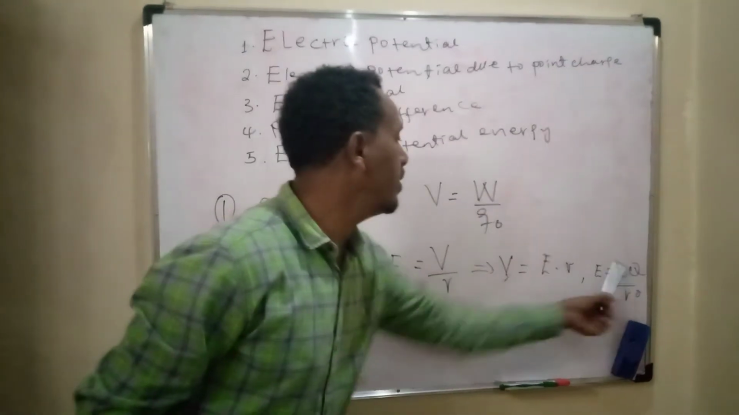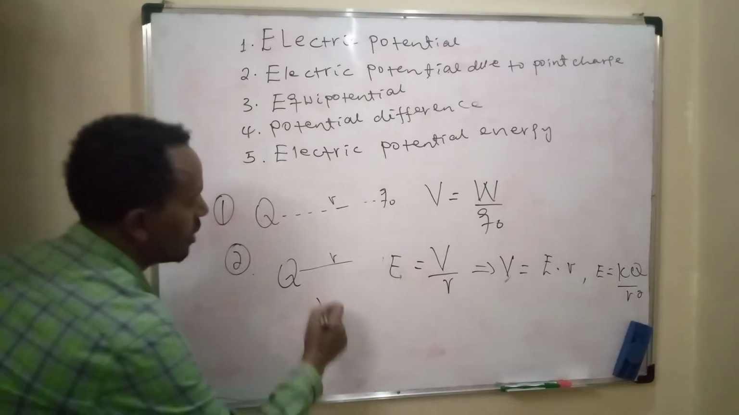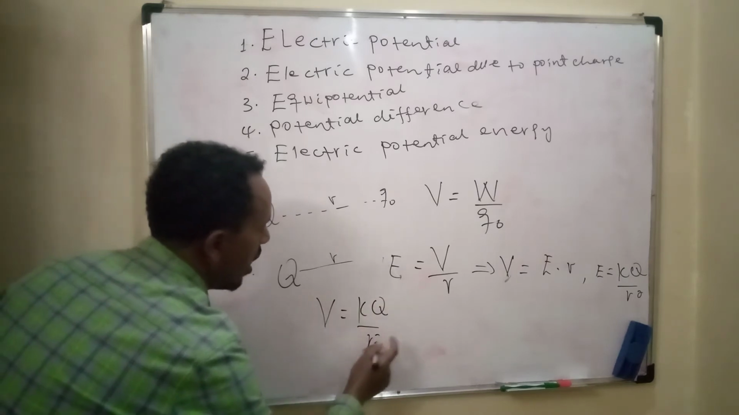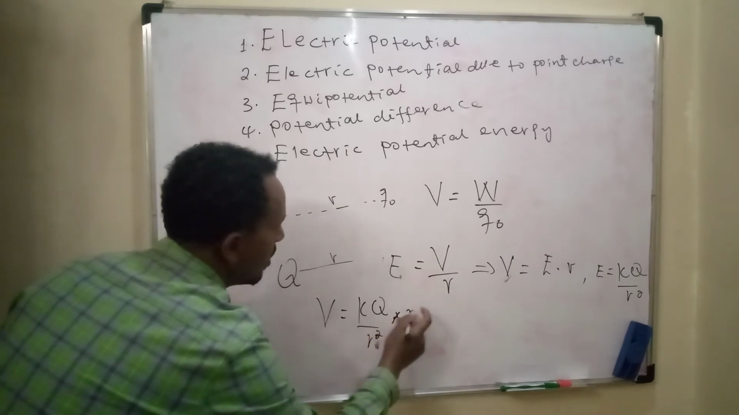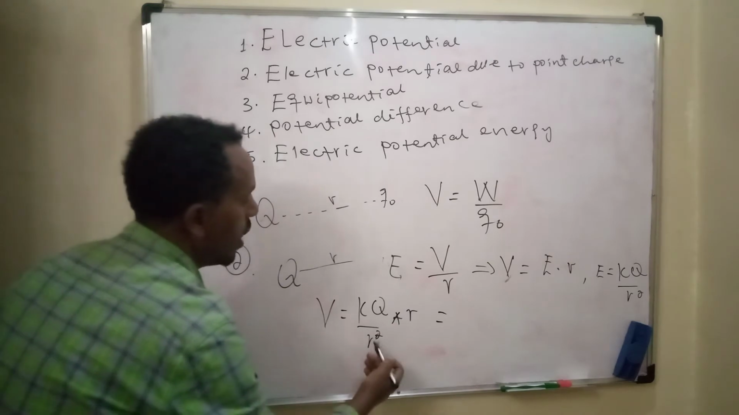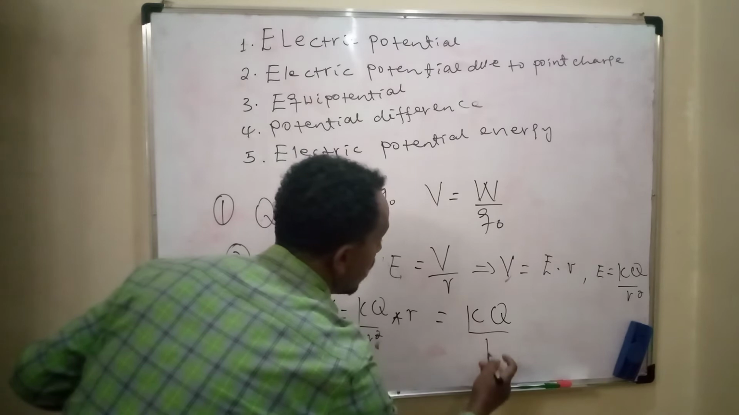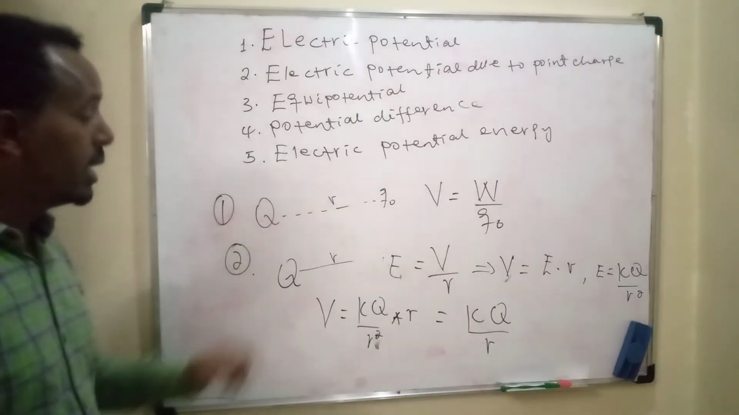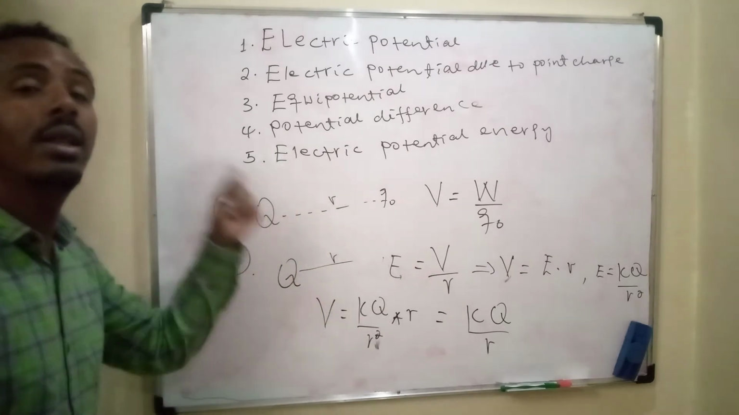So substitute this expression instead of electric field strength. Therefore, V is equal to K times Q over R square times R. R already exists, therefore R is cancelled by one R. So electric potential due to a point charge is equal to KQ over R. KQ over R. This is electric potential due to a single charge.